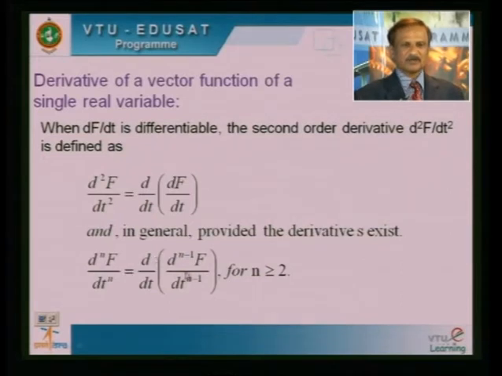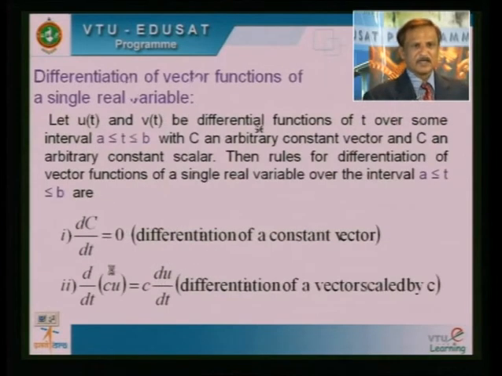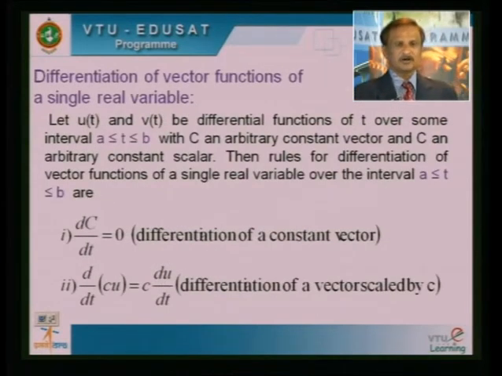Right? So you have to calculate d raised to n minus 1 f divided by d to the power n minus 1. It means first you have to calculate the n minus 1 derivative. The n minus 1 derivative can be differentiated one more time. I hope you will get the nth derivative. Is it clear? Friends, I hope now you are able to differentiate the vector function, right?